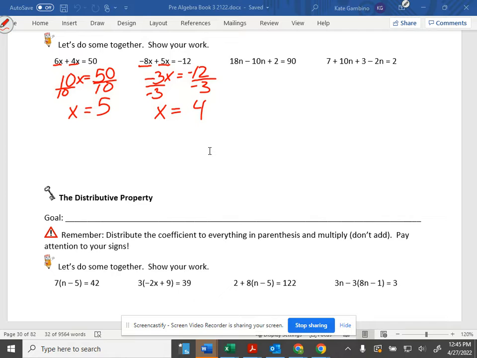So you're thinking to yourself, this is easy, Mrs. Gamby. You said this was going to be tricky. Well, now we're getting into that multi-step stuff. So let's look at our next example.